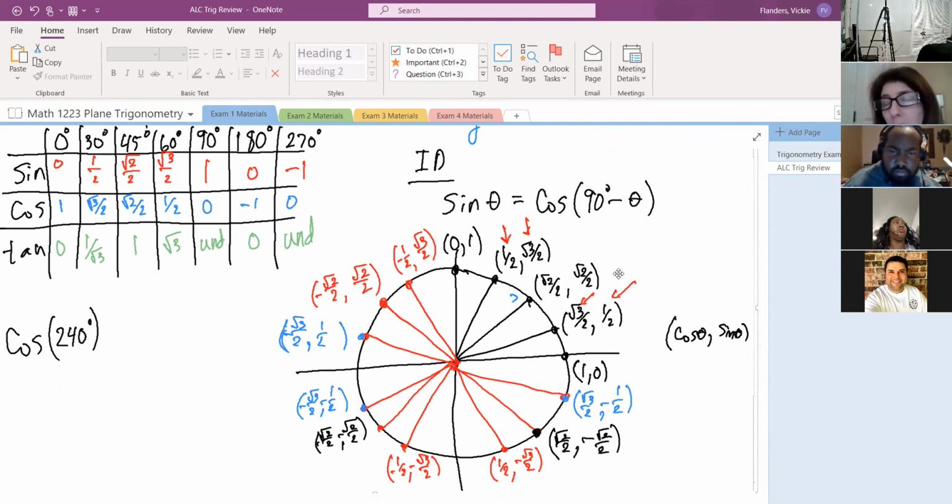So for example, if I want to find cosine of 240 degrees, where is 240 degrees? Well, it's in quadrant 3.